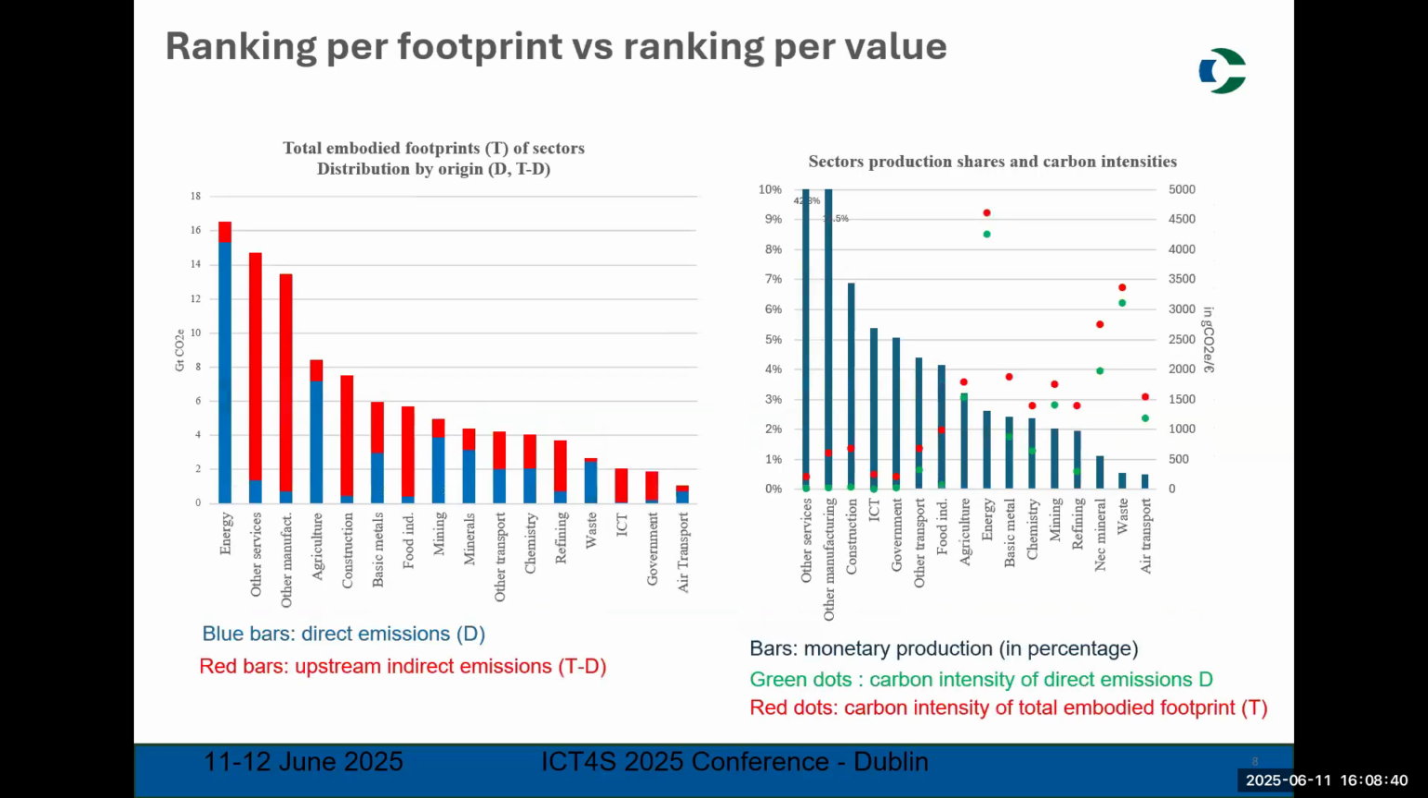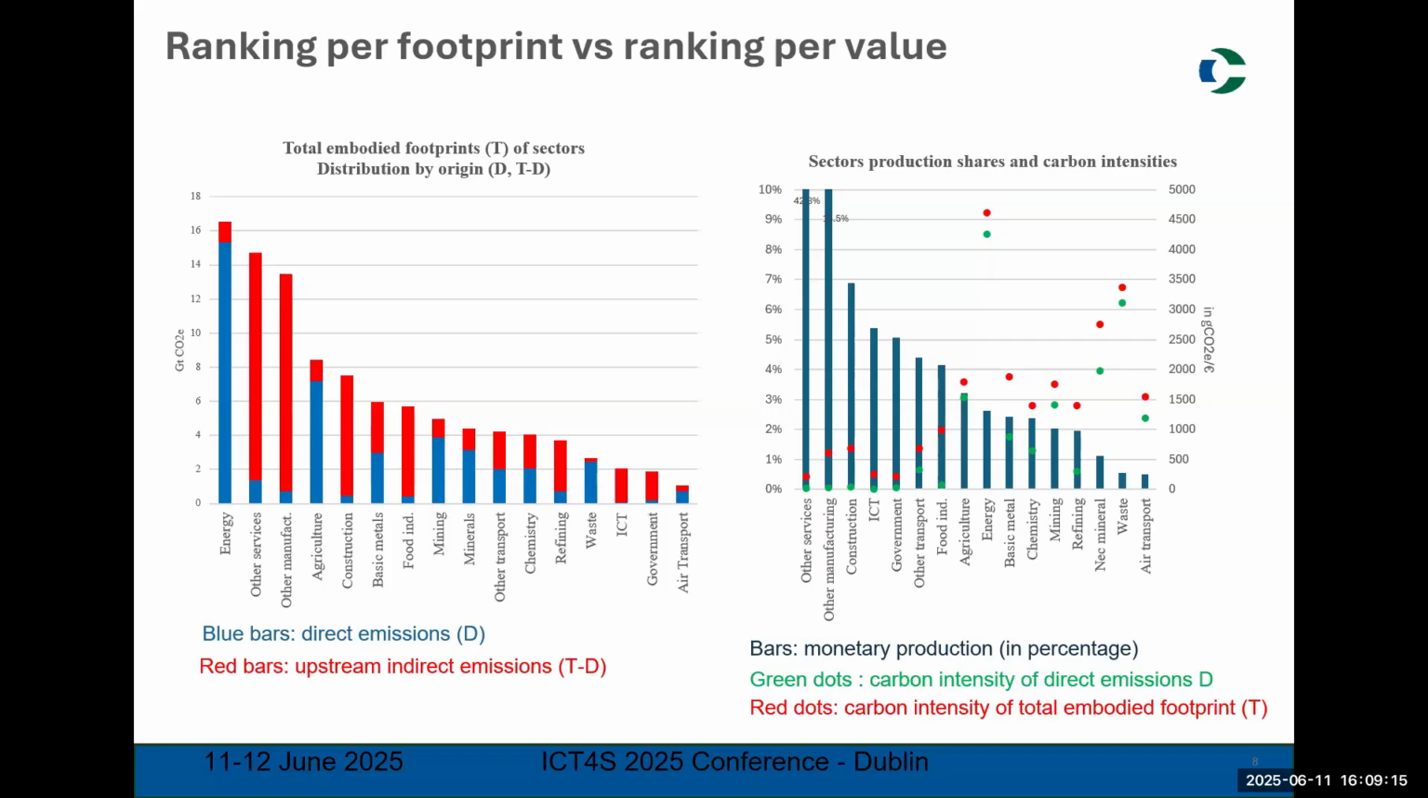Now, using these typical histograms, we can compare the footprint importance on the left with the economic importance of the sector on the right. On the right, we plot the monetary production values of the sectors as a proxy of economic importance. We also plotted red and green dots that represent the total and direct carbon intensities of production respectively. We notice two things here.